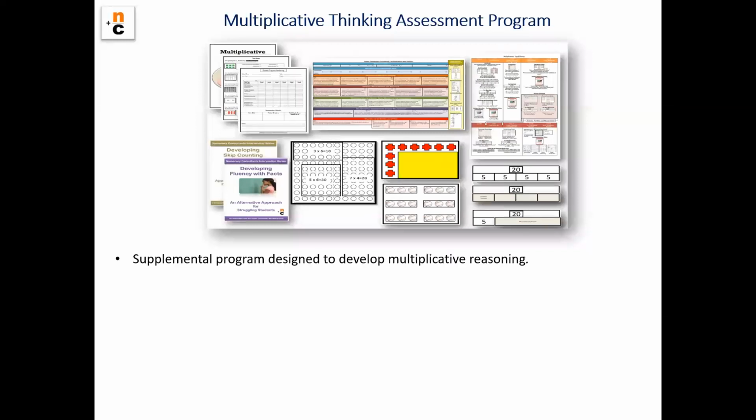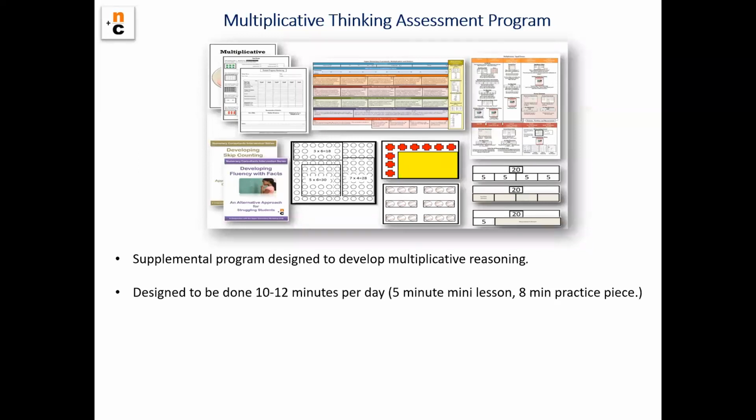But first of all, the Multiplicative Assessment Program is a supplemental program designed to develop multiplicative reasoning. Again, it's a supplemental program, which means it's designed to be used alongside your math program, not take the place of your math program. It's designed to be done 10 to 12 minutes per day: a 5-minute mini lesson and an 8-minute practice piece. Imagine this: if you do it 4 days a week, that'd be 48 minutes per week, 192 minutes per month, and 1,728 minutes over the course of a school year.